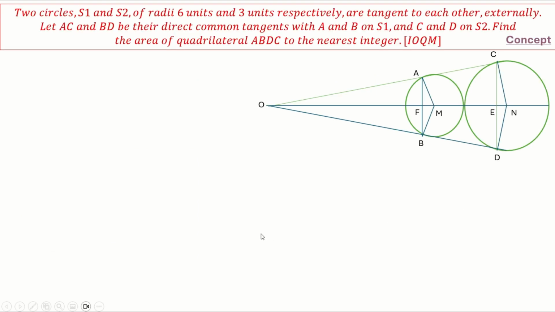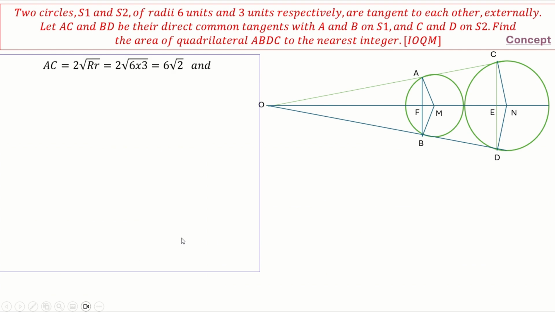AC is equal to, we just now solved, 2 square root of capital R small r, which is 6 root 2. And OM equal to, this is the expression, which is equal to 9. So OM equals 9, AC equals 6 root 2.